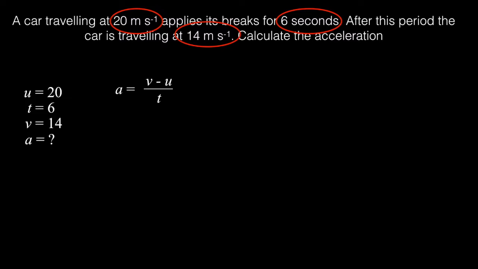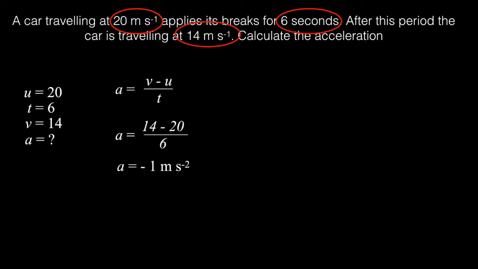A car traveling at 20 meters per second applies its brakes for 6 seconds. After this period, the car is traveling at 14 meters per second. Calculate the acceleration. Right, so very simply, it wants acceleration, so I'm just going to use the acceleration formula. I'm going to substitute the values where 14 is the final velocity and 20 is the initial velocity, time is 6. Gives me a value of -1 meters per second per second.